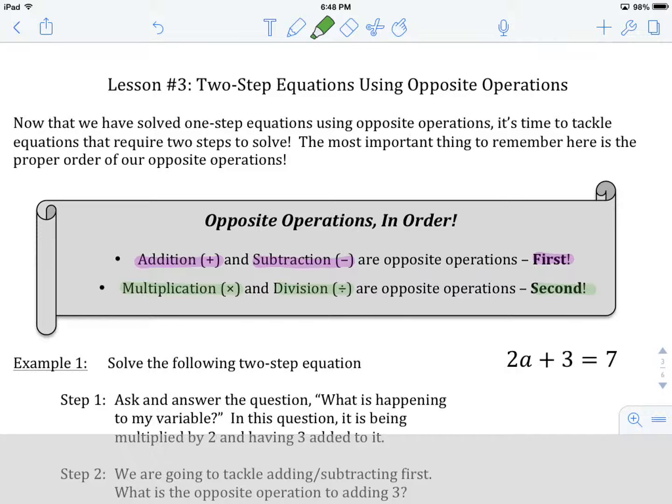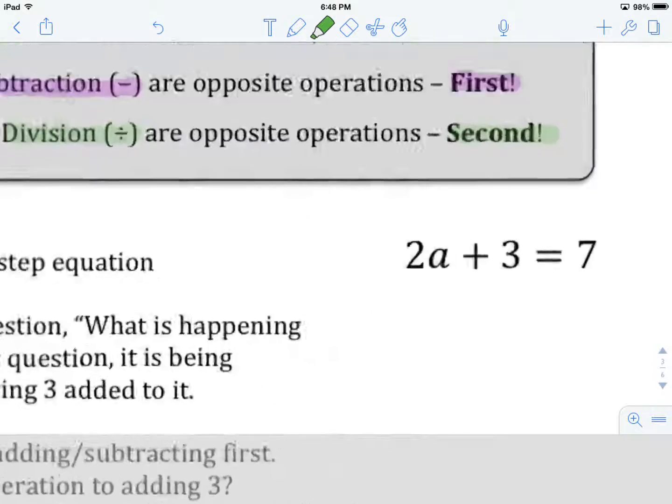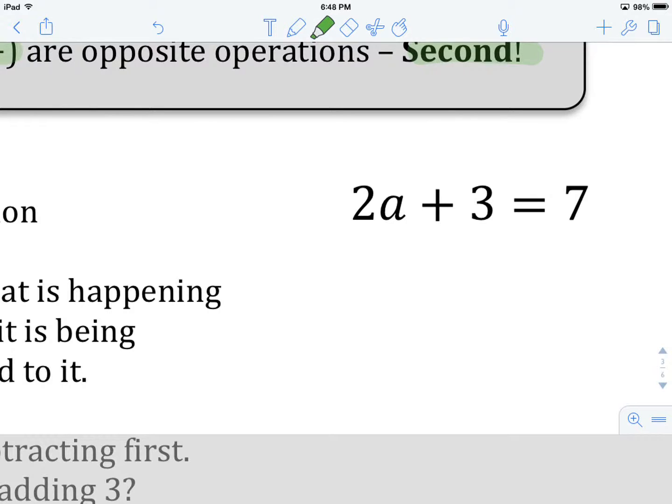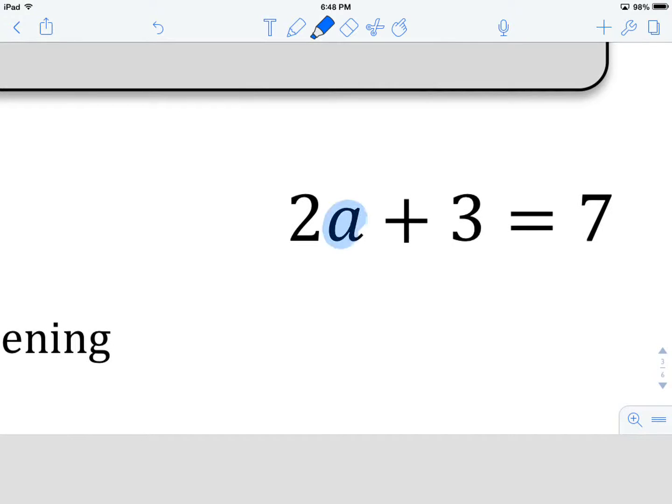All right, let's have a look at example number 1. Solve the following equation: 2a plus 3 equals 7. Let's start by finding our variable. There it is right there, that's an a. Now two things are happening to our variable. The first is it's being multiplied by 2, and then it is having 3 added to it. So each of these represents a step that must be undone on our path to isolating a all by itself on the left side of our equation. At the end we're going to have a equals something. We have to undo these two steps in the proper order before we get to that.